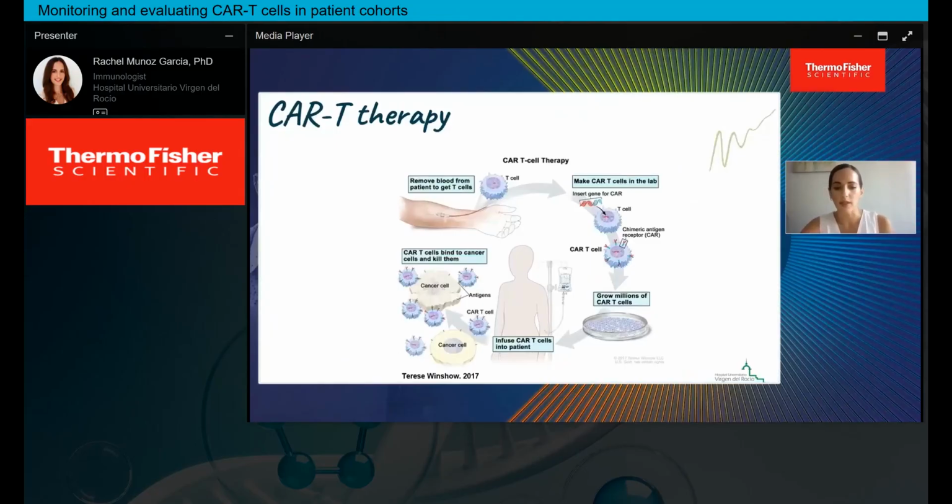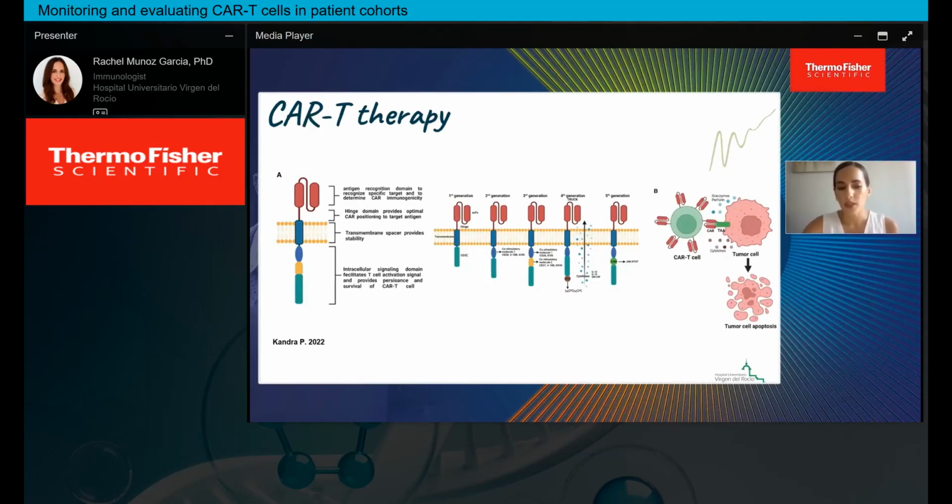And what is CAR T therapy? Well, it's a therapy based on the capacity of chimeric antigen receptor T cells to bind a specific target of the cancer cells and kill them. The process consists of removing blood from a patient and isolating T cells. The rest of the blood is returned to the patient, and in the lab we make the CAR T receptor, and we insert this gene into the T cells and grow millions of these CAR T cells. Then we infuse CAR T cells into the patient, so these cells can find and bind to the specific antigen and kill the tumor cells.